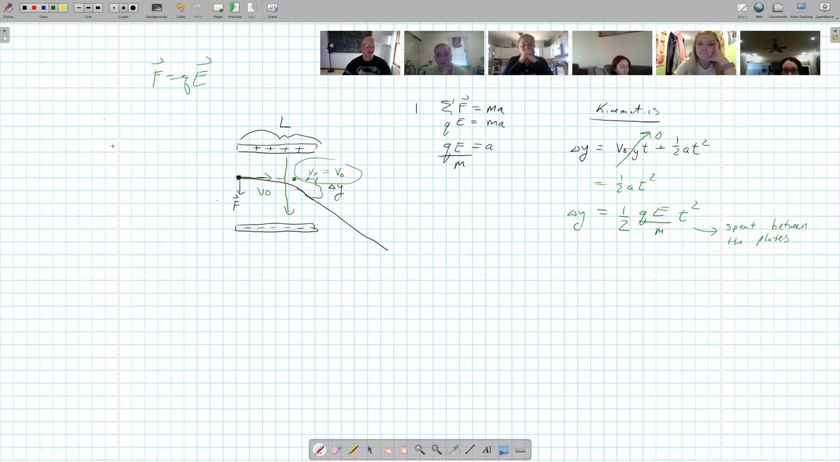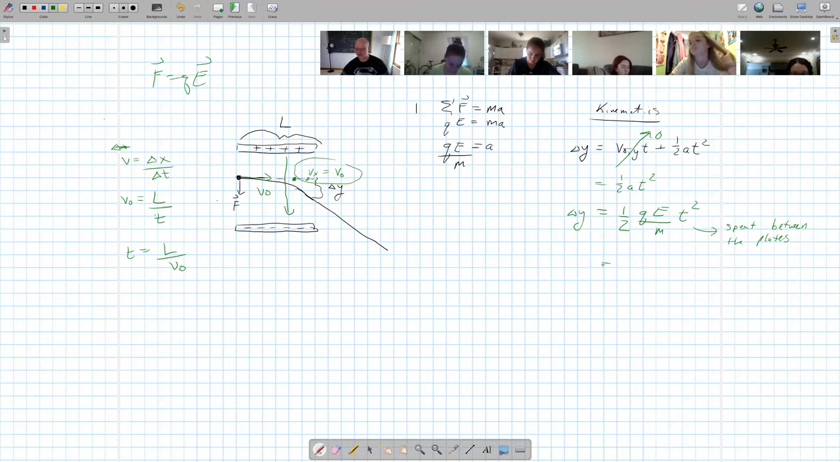So what this says then is that, remember, velocity is equal to the change in position over the change in time. In this case, we know our velocity is the initial velocity. Our change in position is L, just the length of the plates. And our change in time, we're just going to call T. So what this tells us then is the amount of time the charged particle stays between the plates is simply equal to the length of the plates divided by the velocity.